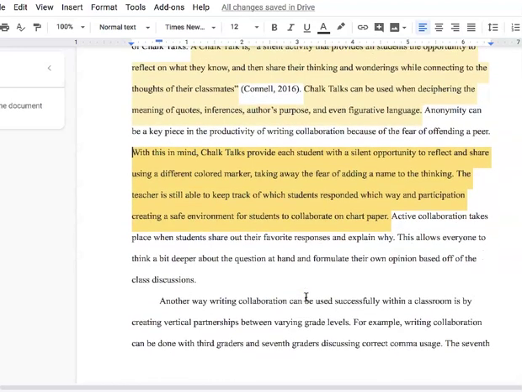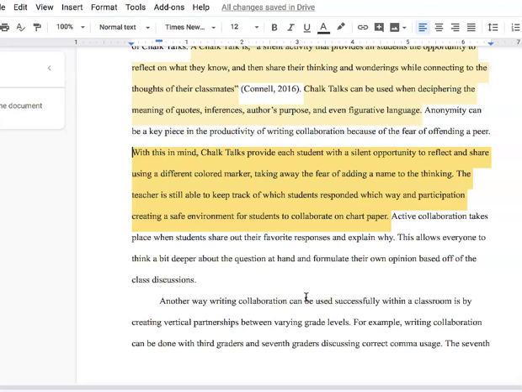With this in mind, Chalk Talks provides each student with a silent opportunity to reflect and share using a different colored marker, taking away the fear of adding a name to the thinking. The teacher is still able to keep track of which students responded which way in participation, creating a safe environment for students to collaborate on chart paper.